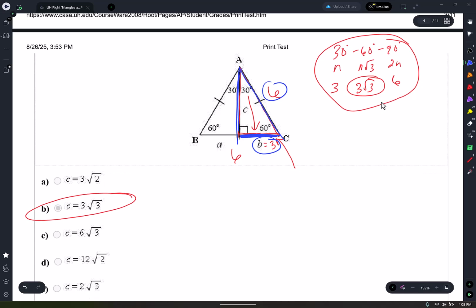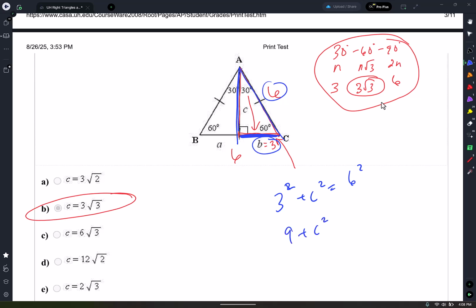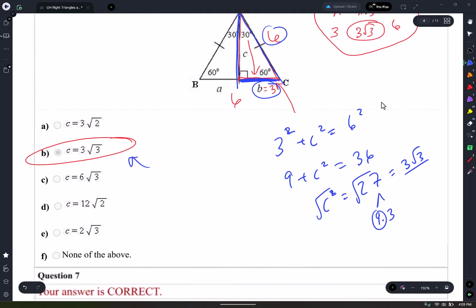Oh, yeah. You can say 3 squared plus C squared equals 6 squared. 3 squared is 9. And 6 squared is 36. C squared equals 36 minus 9. What's that? 27. And then square root. This is 9 times 3. The square root of 9 is 3. 3 square root of 3. You get the same answer. Cool?